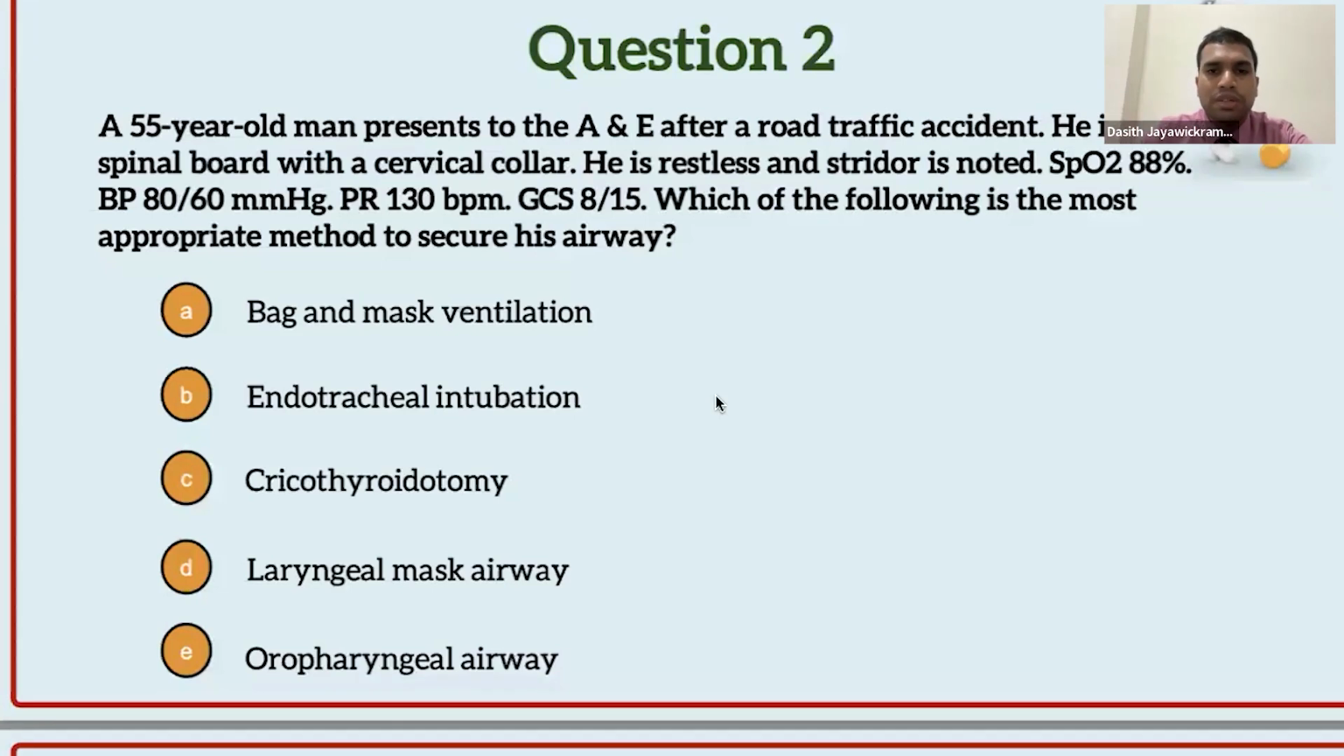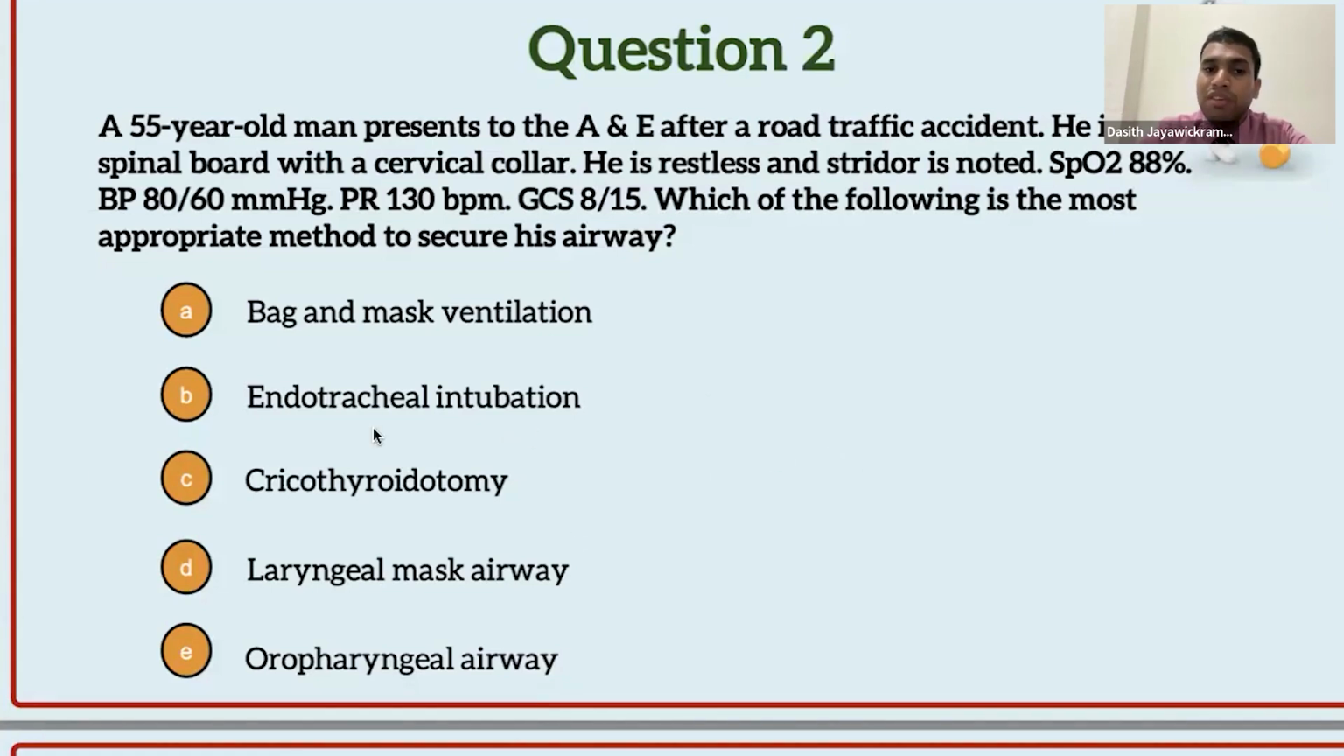You got the concept? Because we can't wait around with this patient. And the GCS is also 8 out of 15. Even more than that, the restlessness and the stridor are striking features of this question. So with that, other options are totally out of the flow, and it's endotracheal intubation.